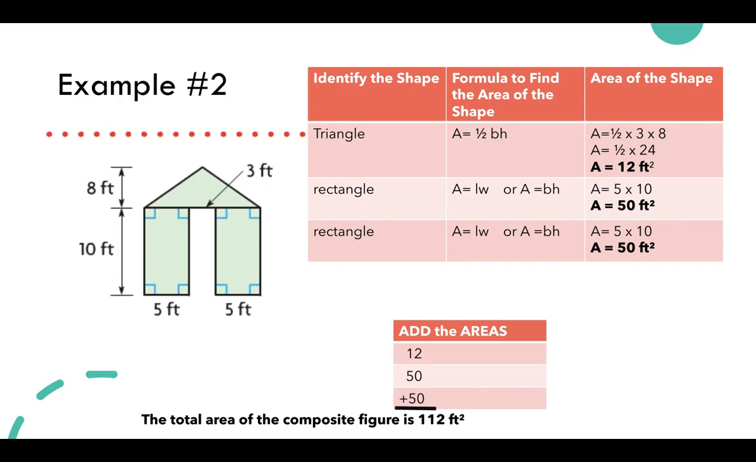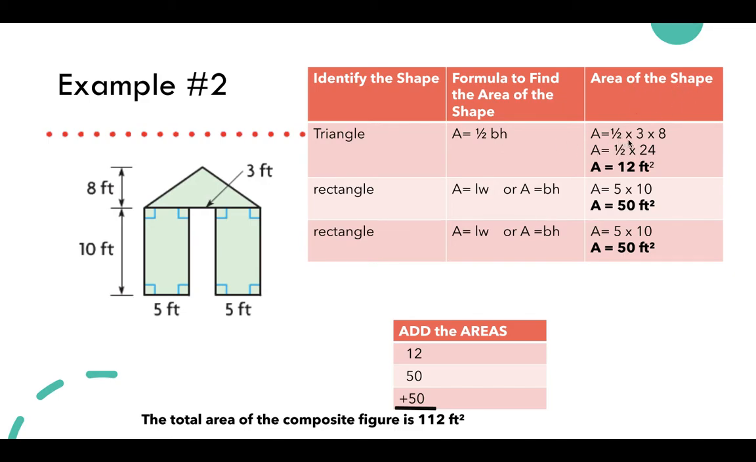Moving on. Example number 2. This looks like a little bit of an entryway to a house. We have a triangle, a rectangle, and another rectangle. So I'm going to identify my shapes: a triangle and 2 rectangles. There they are. With the triangle, I have to find what's the formula. This is my formula to find the area of a triangle. And I have to do my calculations to find the area of this shape.